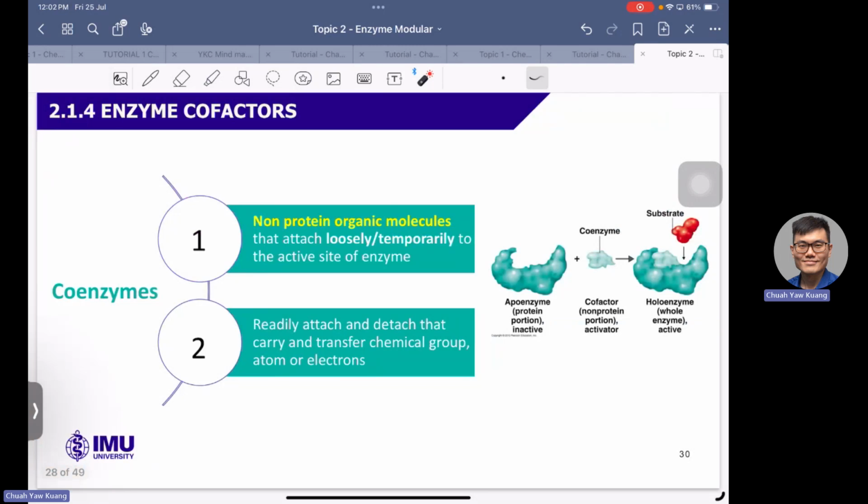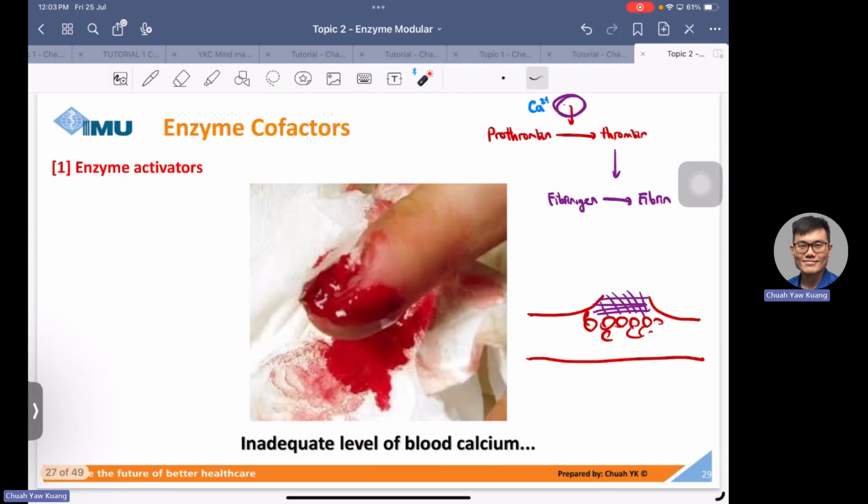Then next we look at the coenzyme. A coenzyme is a non-protein organic molecule. I forgot to talk about something before this.